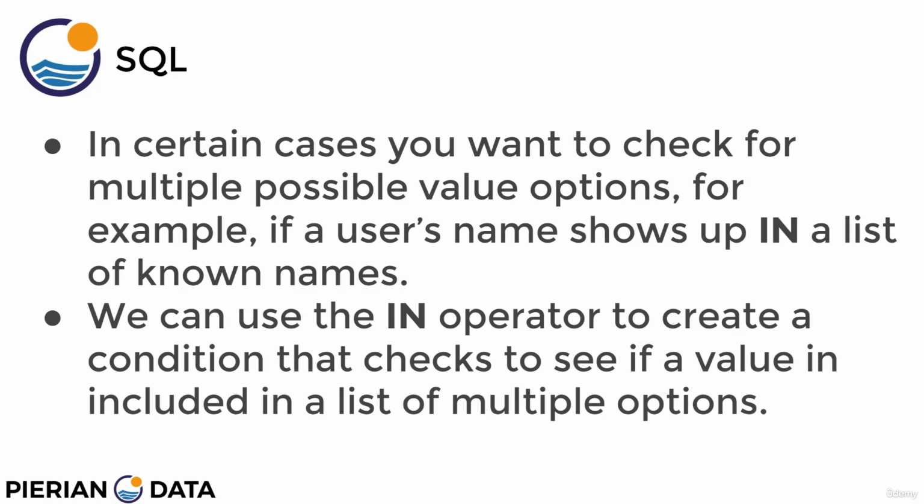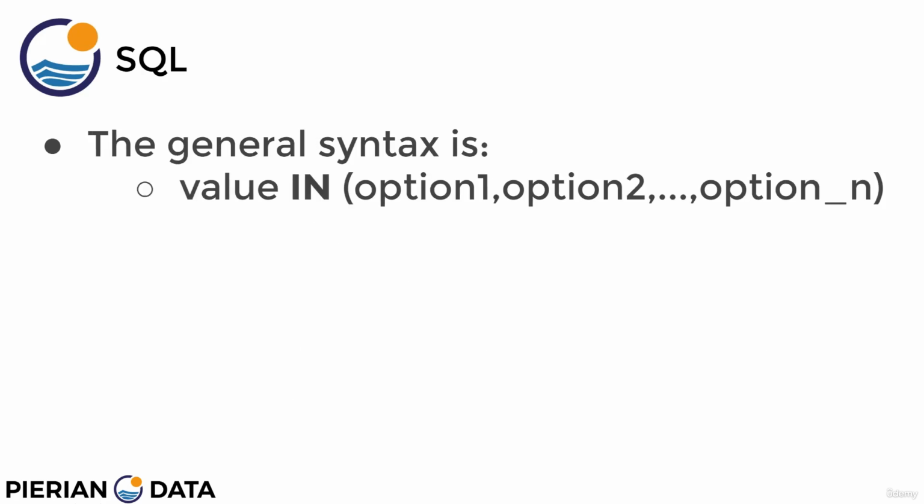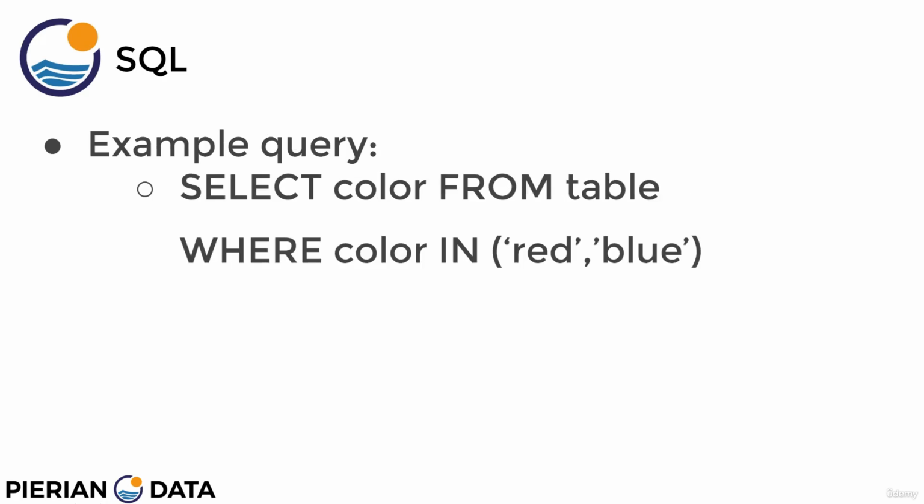So you can check something like where name in Zach, David, and Claire. So the general syntax would be something like this: value in, and then a bunch of options. So for example, an example query could be select the color column from table where color in red, blue. So note here that the options are in this little list in parentheses, and then we use the in operator to basically specify that we're checking for the color condition that happens to be either red or blue.